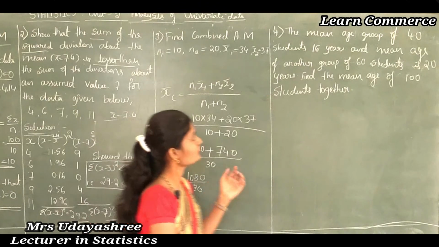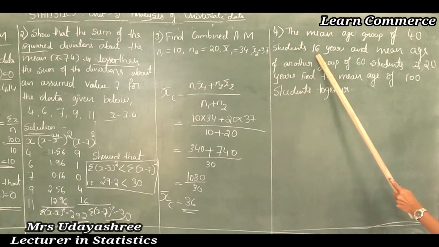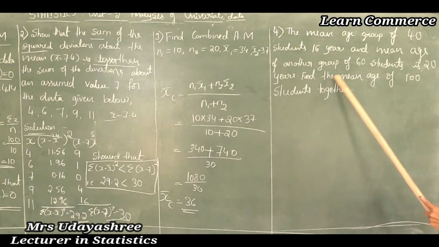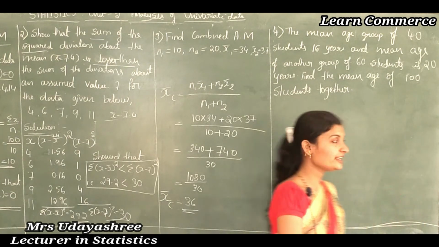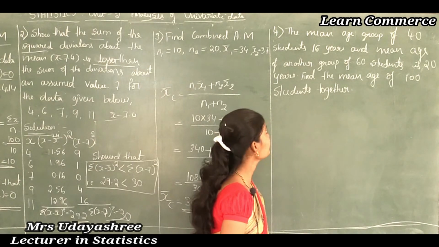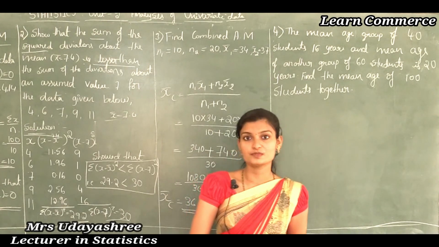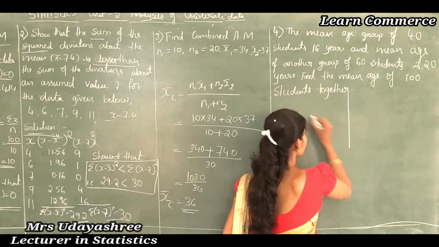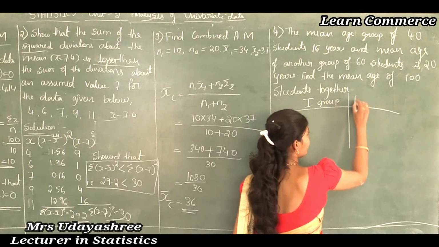Okay, next move to problem number 4. That is, the mean age of a group of 40 students is 16 years and the mean age of another group of 60 students is 20 years. Find the mean age of 100 students together. So here two sets of observations are given, that is first group and second group.